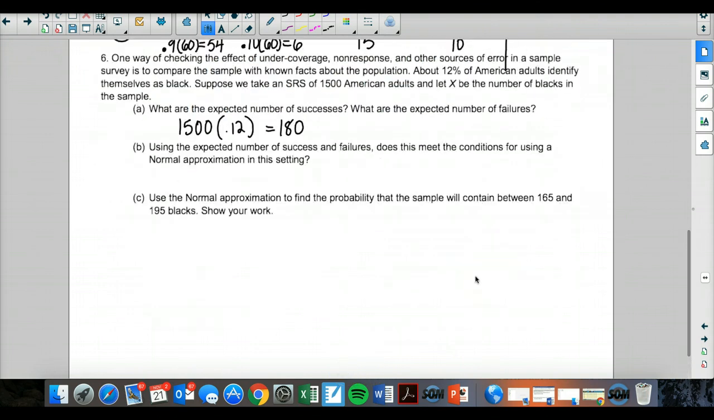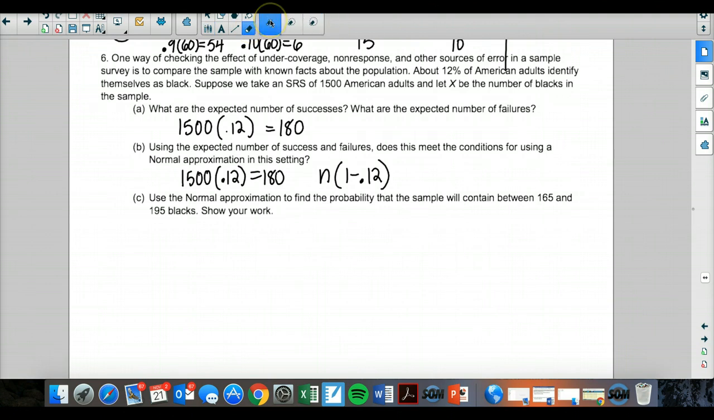So, using the expected number of successes and failures, does this meet the conditions for using a normal approximation? So my answer for this would be yes, because n times p is 180, and n times 1 minus p, instead of n, I'm going to actually put the number, 1,500 times 0.88 is 1,320. They're both greater than or equal to 10, so large counts is satisfied.